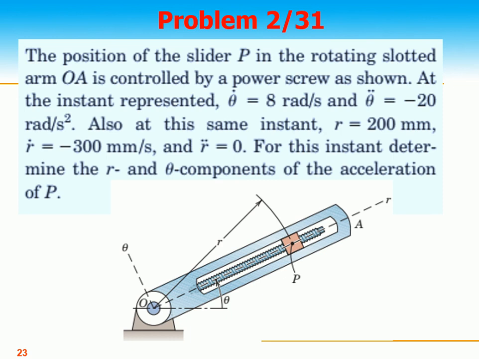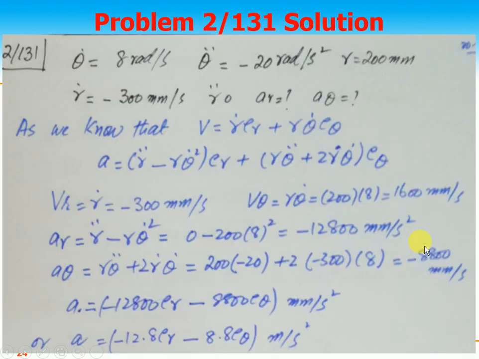Also at this same instant, r is equal to 200 millimeter. We have given the radius as 200 millimeter, r dot is minus 300 millimeter per second, r double dot is 0. For the instant, determine the r and theta components of the acceleration of P. So this arm is moving in the angular direction, and this P, this slider, is moving along the radial direction when the lead screw is moving. We need to find the r and theta components of the acceleration.